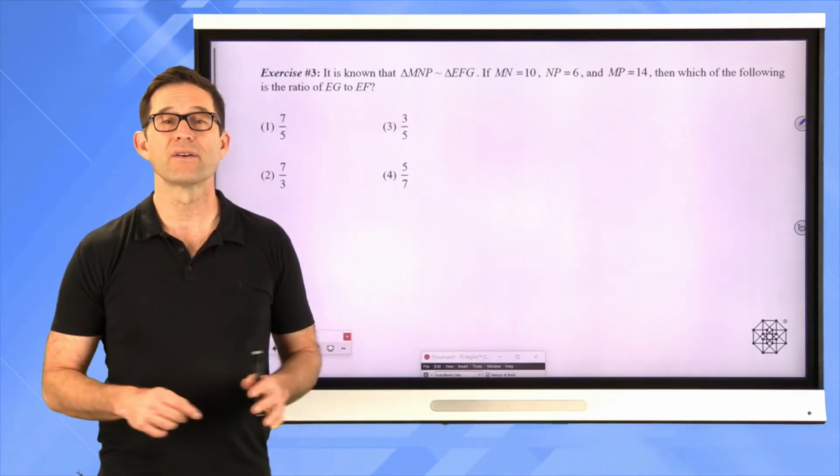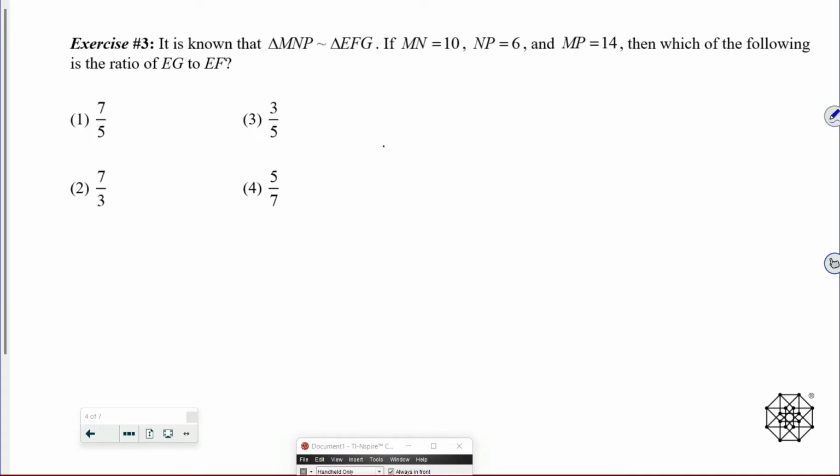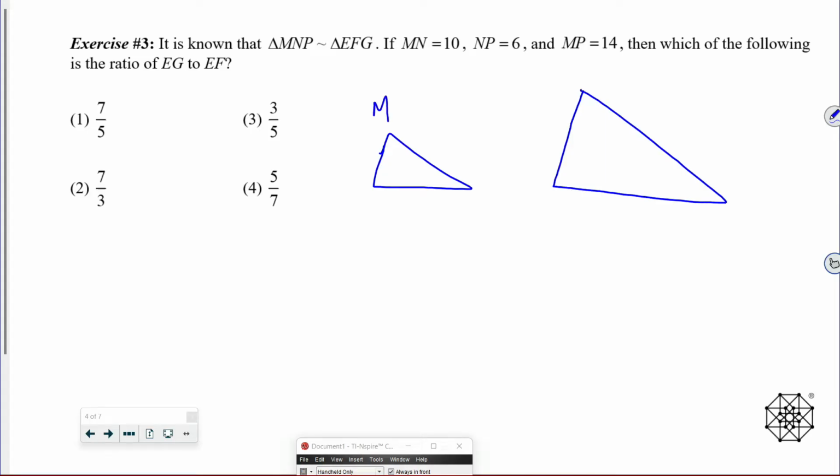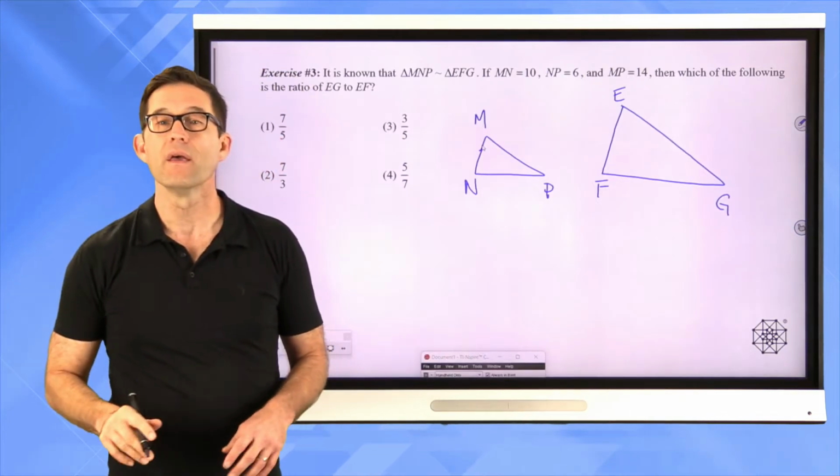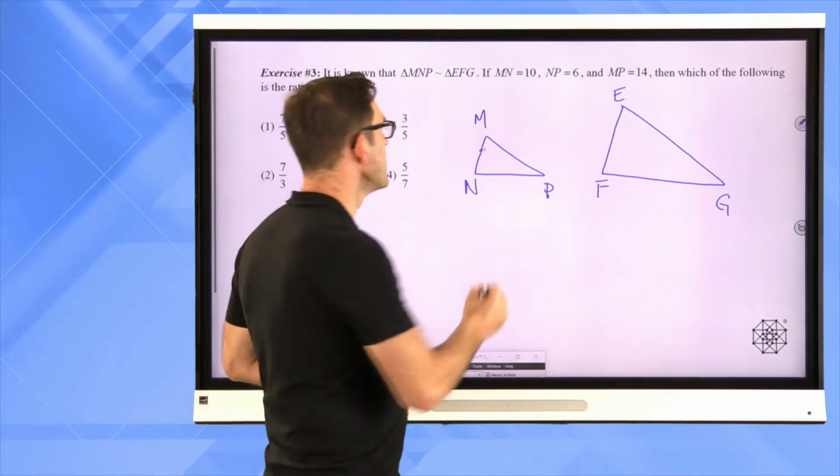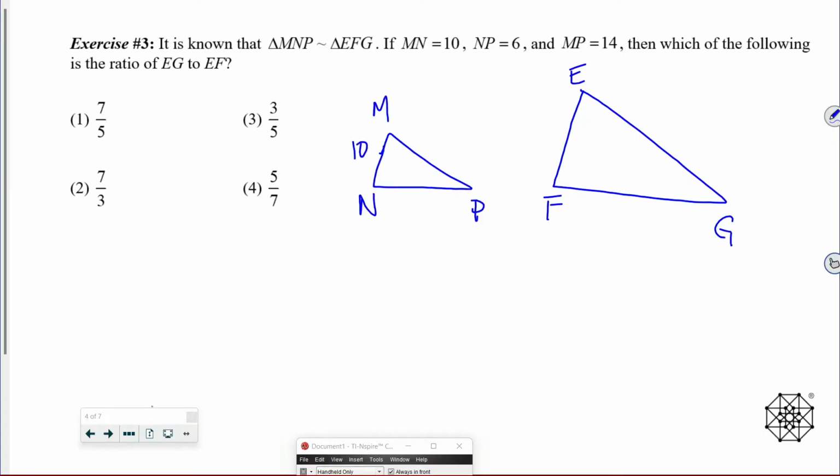All right, I like a good picture for this. It doesn't even have to be accurate. All I want is two triangles that look similar. It doesn't matter which one is the larger one and which one is the smaller one. I'm going to call this MNP, and this is EFG. All right. Now, what do I know? I know MN is 10. I know NP is 6, and I know MP is 14.